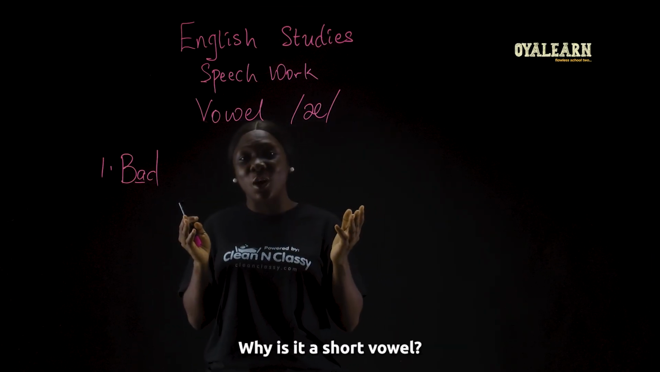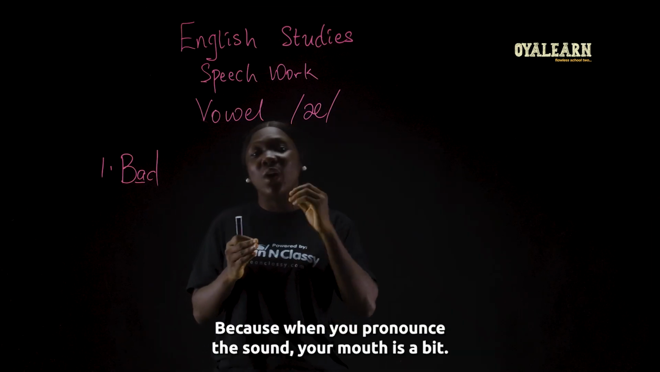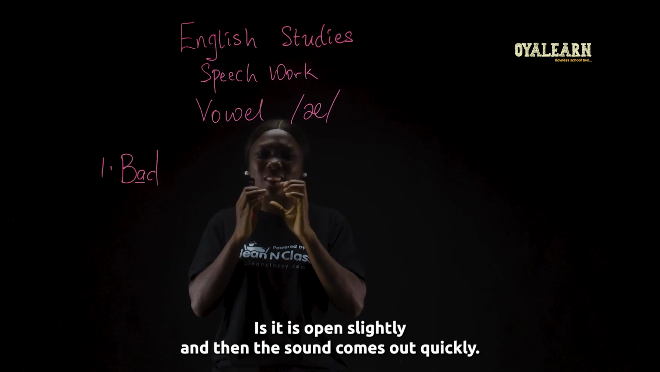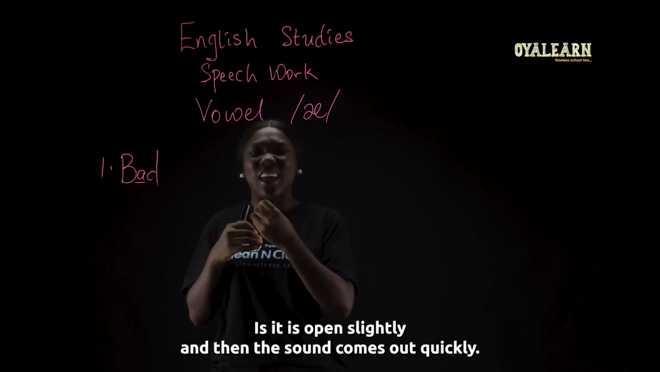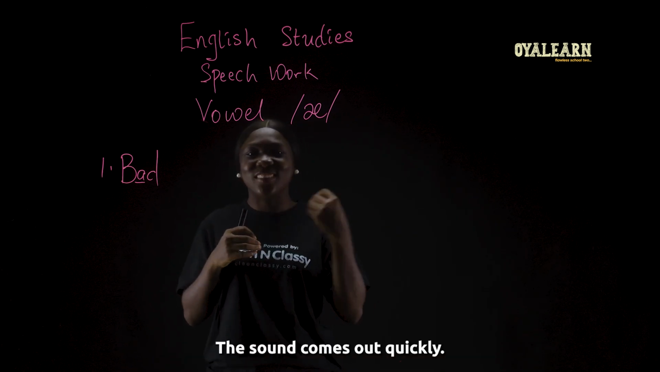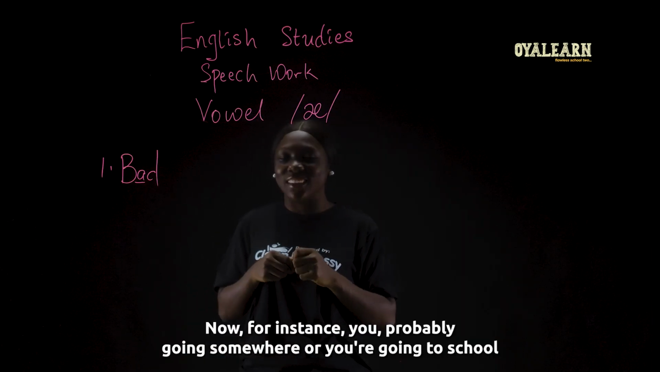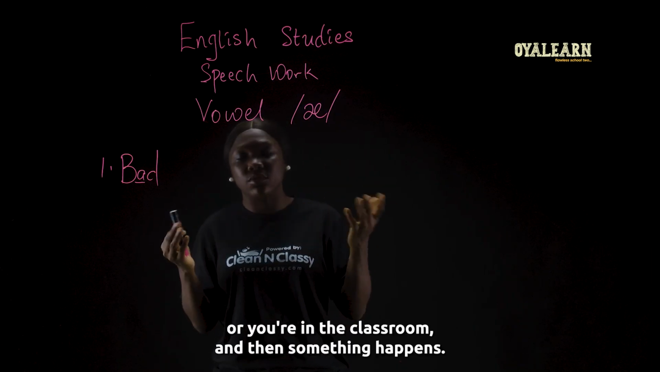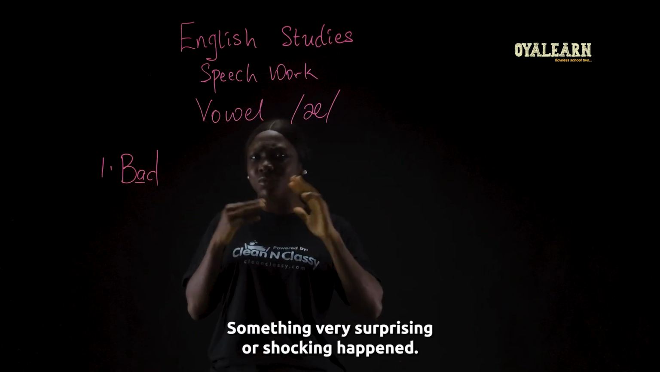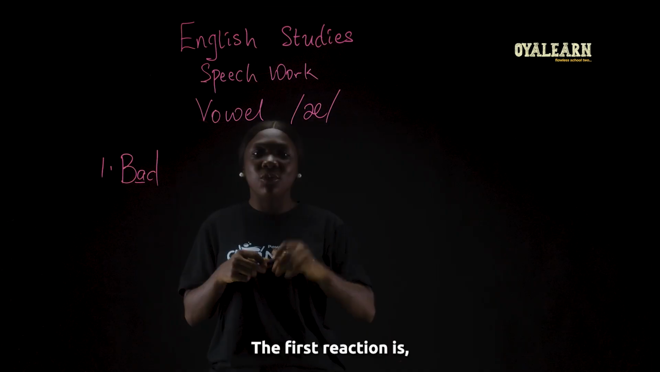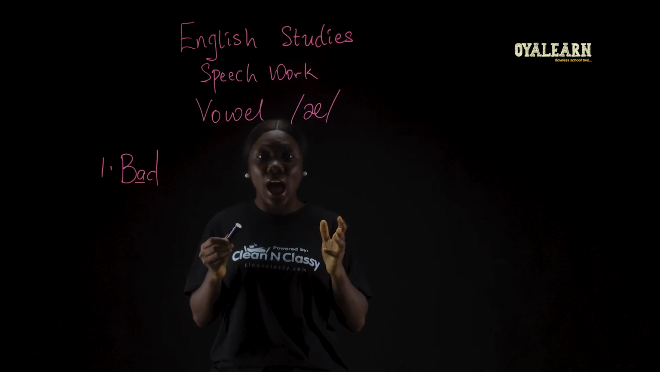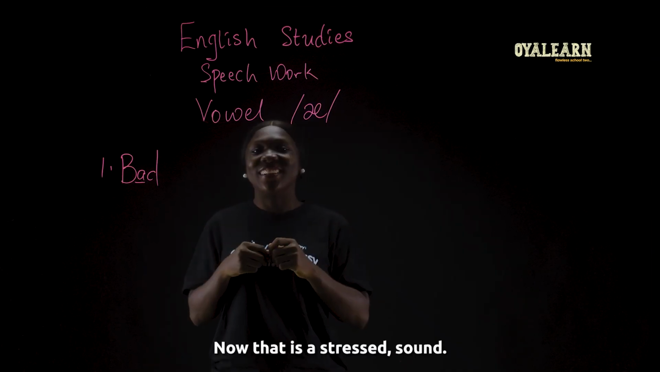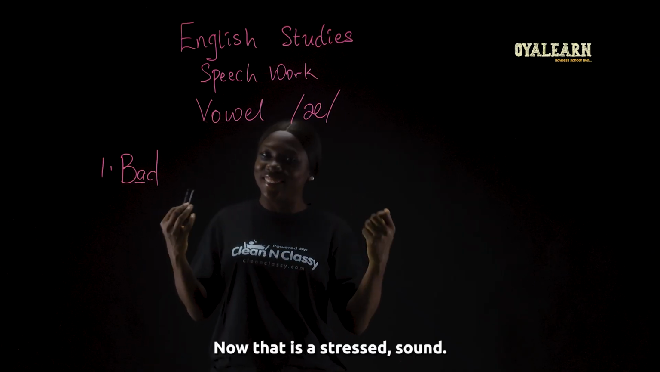Why is it a short vowel? It is a short vowel because when you pronounce the sound, your mouth is open slightly, and then the sound comes out quickly. For instance, you are probably going to school, or you're in the classroom, and then something very surprising or shocking happens. The first reaction is, ah, that is what you say. Now that is the stressed sound.